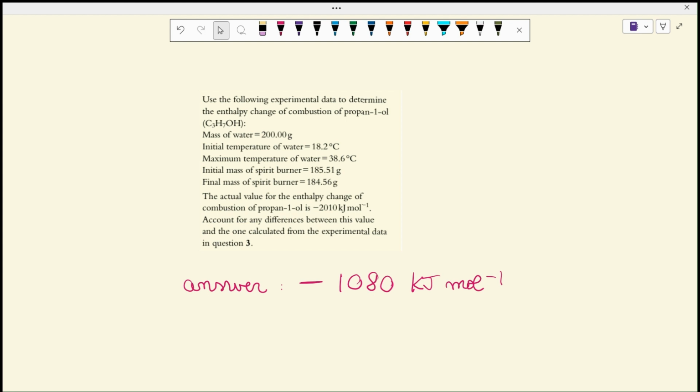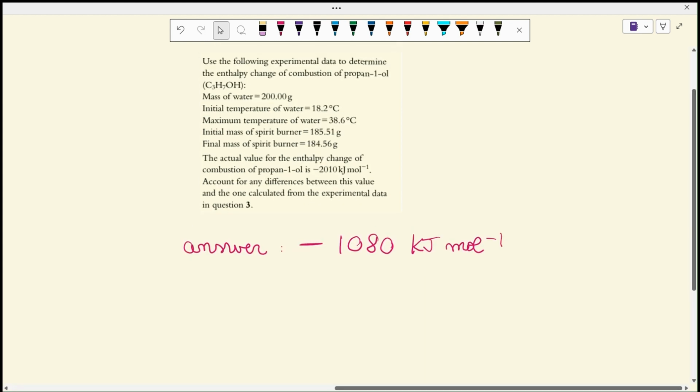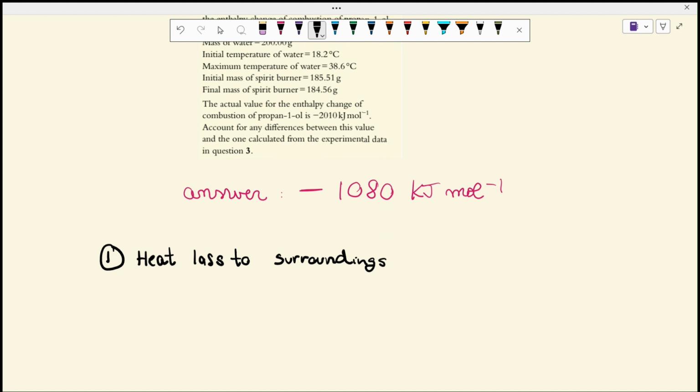Well, number one on your list should be heat loss to the surroundings. We know that of the heat energy released when our alcohol burns, only some of it goes into heating the water. The rest goes into heating the copper can and the surrounding air. So something that we could do to improve this is to determine the specific heat capacity of the can and take that into account when doing the calculation. We can also insulate the can so that less heat is lost to the surroundings, using some sort of shield to reduce convection currents around the experiment.